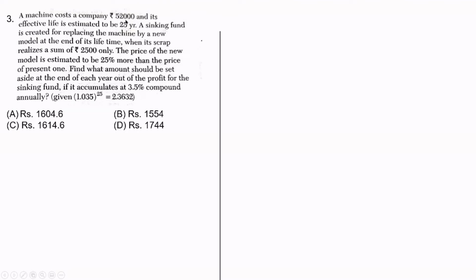So the machine costs 52,000 and its effective life is 25 years. Sinking fund is created to replace this. Its scrap value will realize 2,500 only. Scrap value is the value of the machine at the end of its life. And it is also given the price of the new machine is estimated to be 25% more than the price of the present one. So we need to find the amount that should be set aside at the end of each year so that the sinking fund accumulates 3.5% compounded annually.